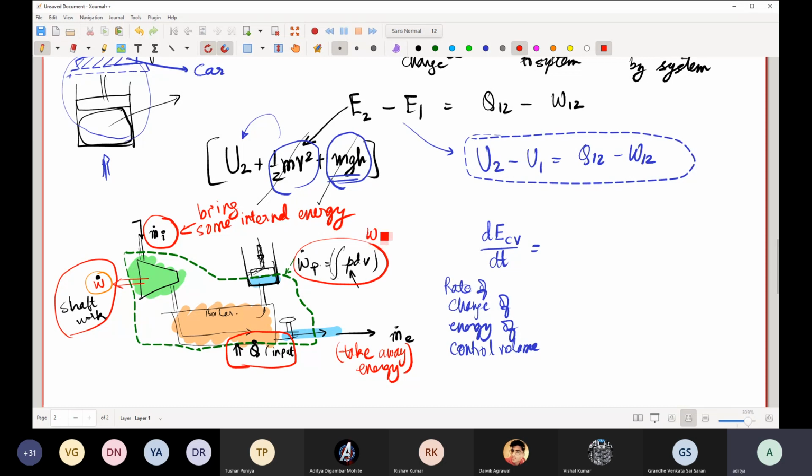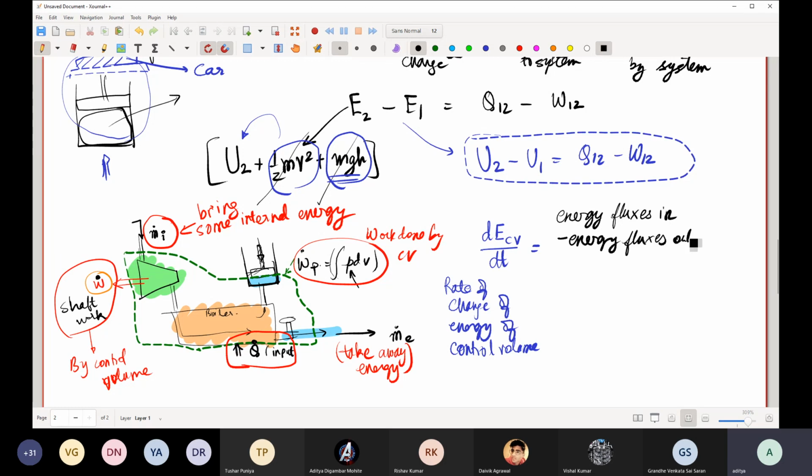This is work done by the system, by a control volume. So let us write it down in words. It is energy fluxes in, minus energy fluxes out, plus heat fluxes in, minus what? Work out.